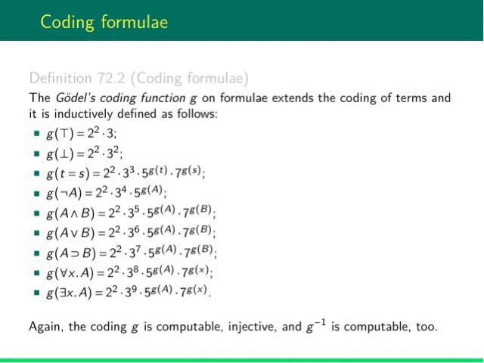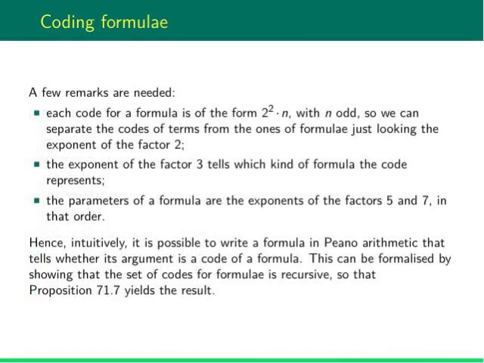The coding function g is easily extended to formulae as in the slide. The same remarks on g apply. Again, the coding allows us to dismount the formula, and the codes of formulae form a recursive set disjoint from the one of terms. As before, thanks to theorem 71.7, we can represent the set of codes for formulae and the dismount function by appropriate formulae.